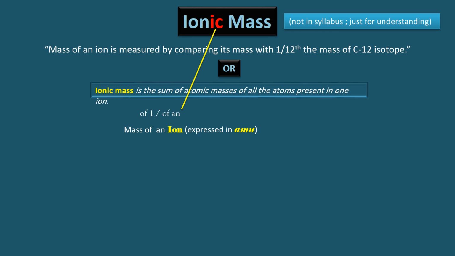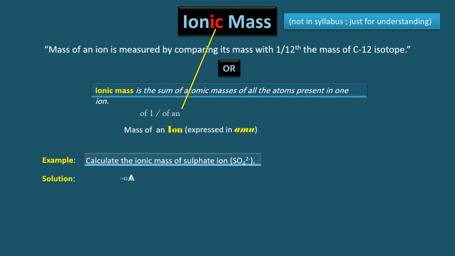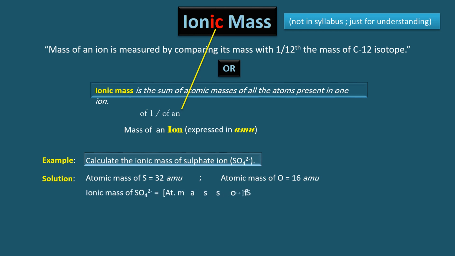To determine the ionic mass of an ion, consider the following example. Calculate the ionic mass of sulfate ion, SO4 2 negative. So, to solve this, we first write the atomic mass of sulfur, that is 32 AMU. Atomic mass of oxygen is 16 AMU. Therefore, ionic mass of sulfate is atomic mass of sulfur plus 4 times the atomic mass of oxygen. Substituting their values and simplifying, we get ionic mass of sulfate equals 96 AMU.